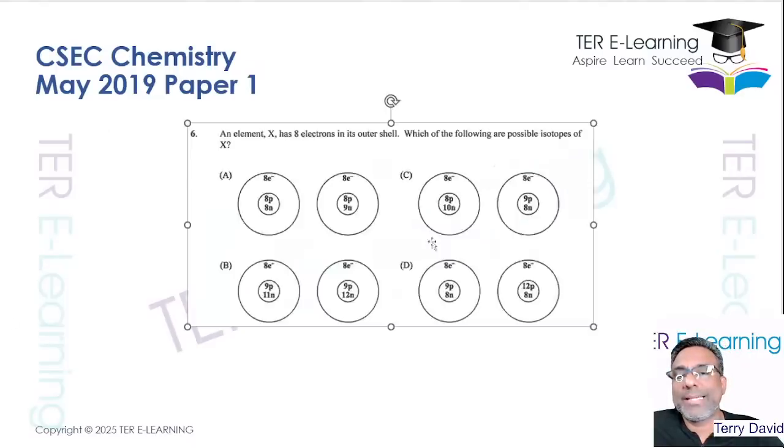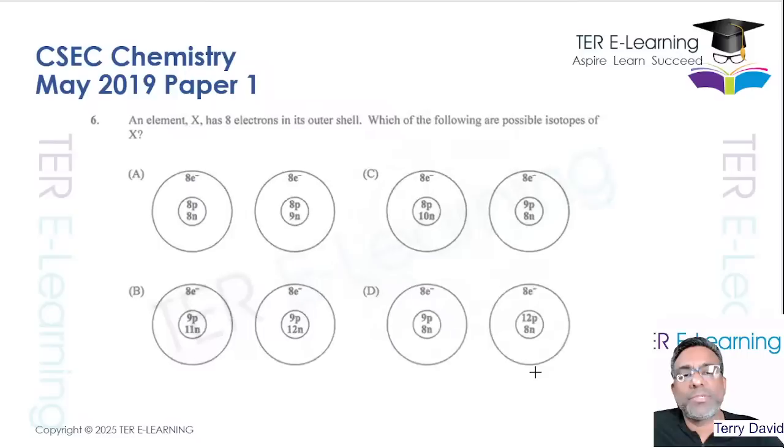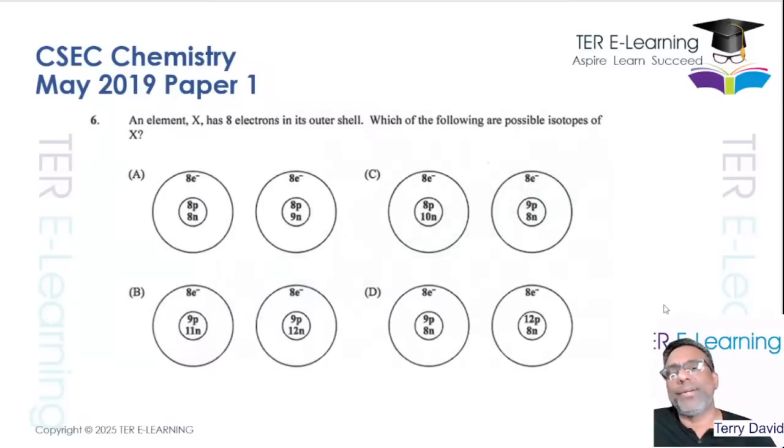What about question 6 here? Some students misinterpret this particular question though. Element X has 8 electrons in its outer shell. Which of the following are possible isotopes of element X? Question 6.